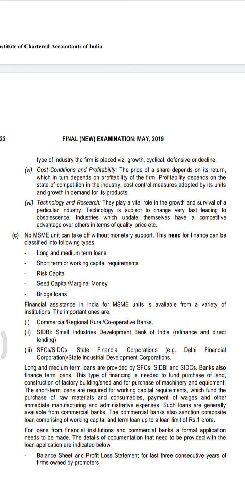Cost conditions and profitability. The price of a share depends on its return, which in turn depends on profitability of the firm. Profitability depends on the state of competition in the industry, cost control measures adopted by its units, and growth in demand for its products. Technology and research. They play a vital role in the growth and survival of a particular industry. Technology is subject to change very fast, leading to obsolescence. Industries which update themselves have a competitive advantage over others in terms of quality, price, etc.